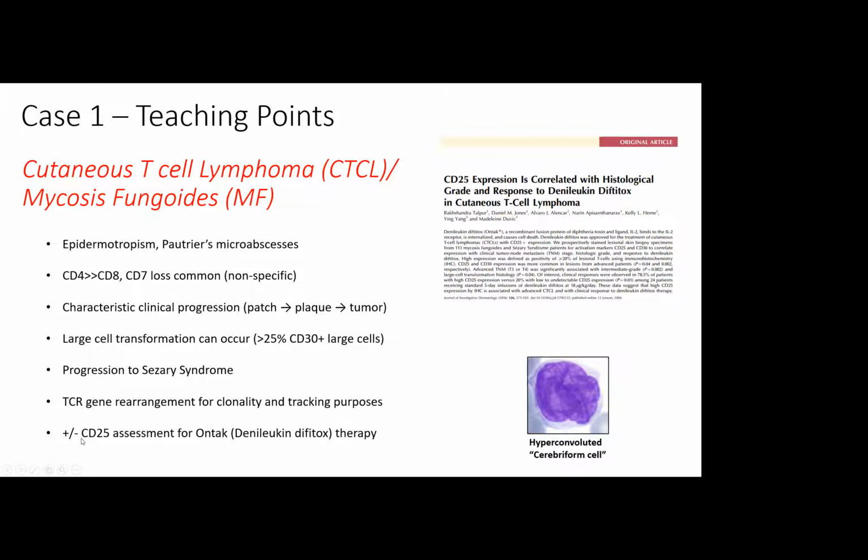Sometimes we'll also express for CD25 expression on these cells. This is mostly for therapeutic planning. There is one drug that's variably available in the United States based on your institution called ONTAK, which basically disrupts CD25 signaling. Remember from your basic immunology that CD25 is the high affinity receptor alpha chain for IL-2, which is required for T cell clonal expansion. So if you muck up that pathway with this drug, you can actually prevent T cells from clonally expanding, which is why it works in this neoplasm. So oftentimes we'll utilize CD25 just for treatment planning purposes.